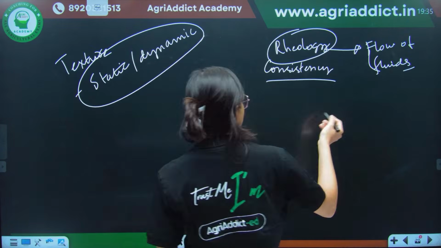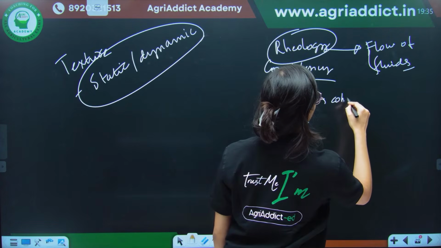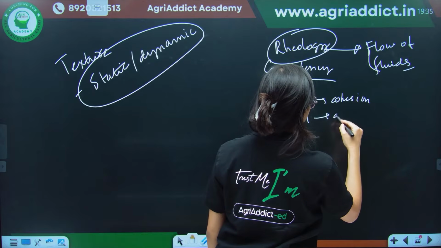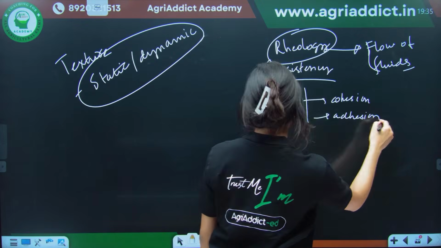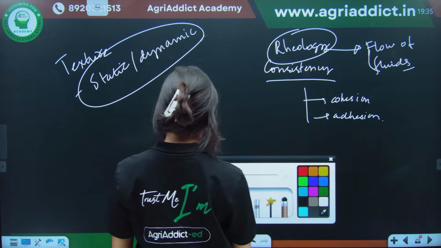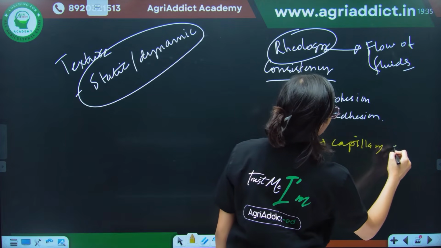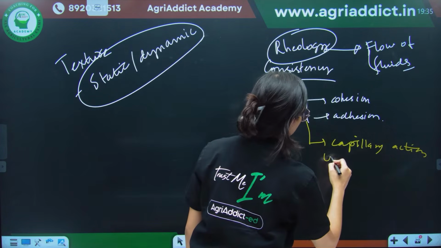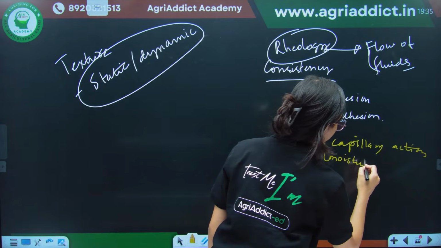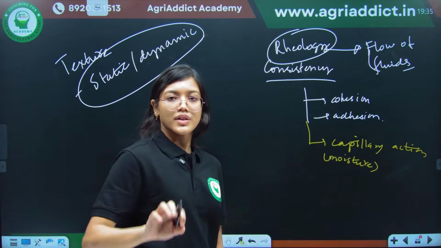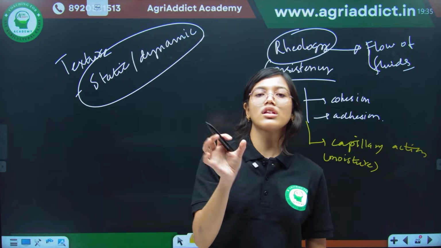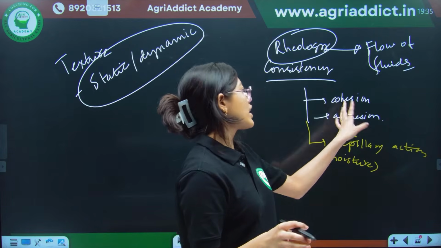Now, for the consistency, actually two forces will come into play: cohesion and adhesion. And in some cases, another thing might come, that is capillary action. So, that is related with moisture. So, whenever I want to define whether or not our soil is consistent, we have to take into account these three forces.